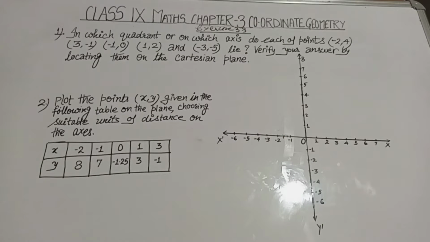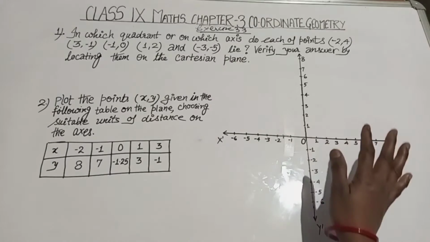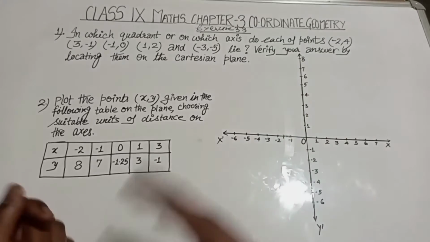In which quadrant or on which axis does each point lie: (-2, 4), (3, -1), (-1, 0), (1, 2) and (-3, -5)? Okay? So verify your answer by locating them on a Cartesian plane. First of all, we will do in which quadrant.